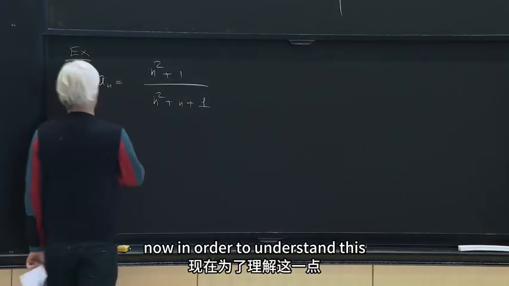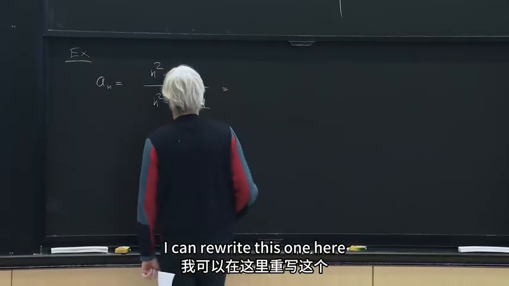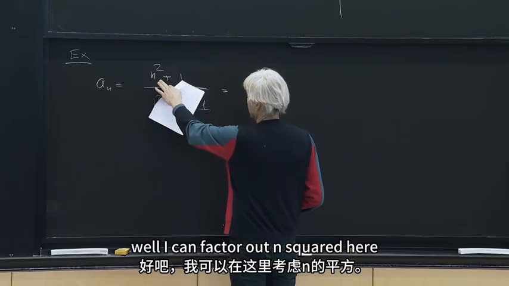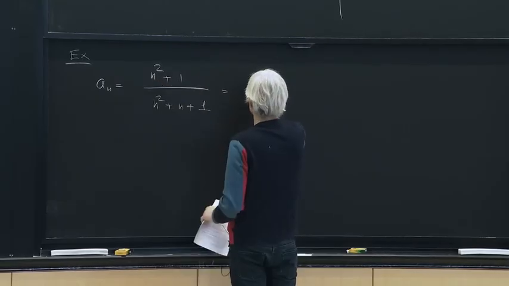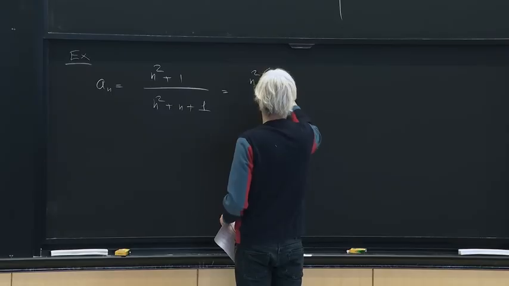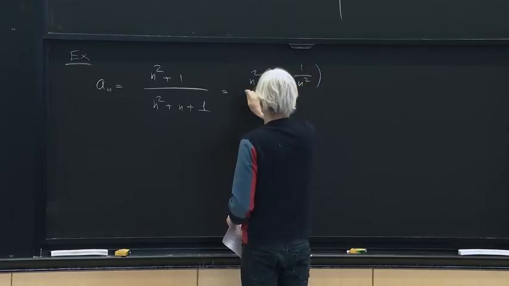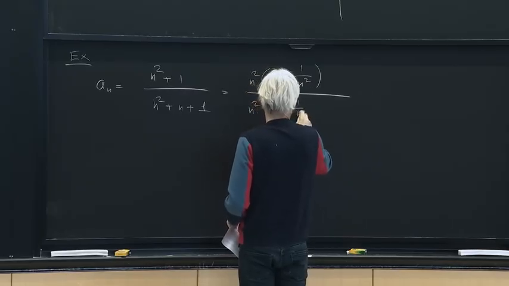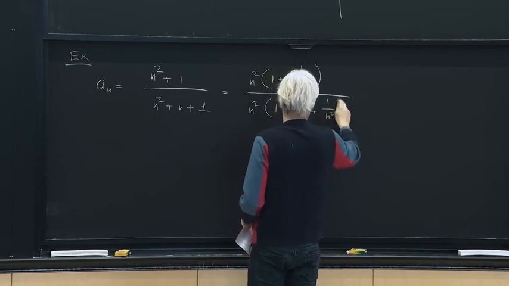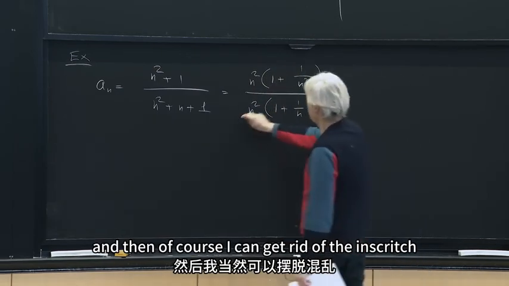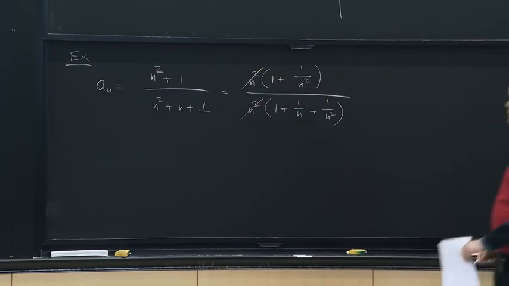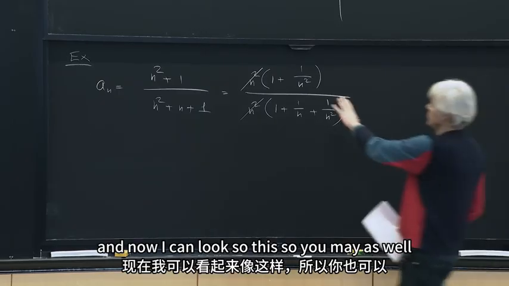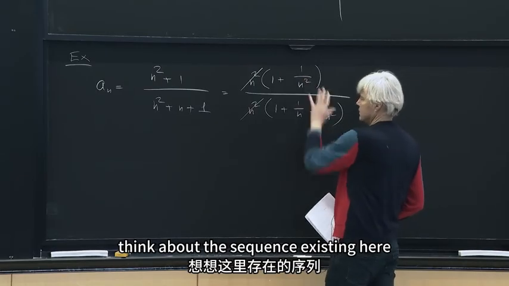Now, in order to understand this, I can rewrite this by factoring out n squared, so I can write it like this. And then of course I can get rid of the n squared in both numerator and denominator. And now you may as well think about the sequence as this thing here.